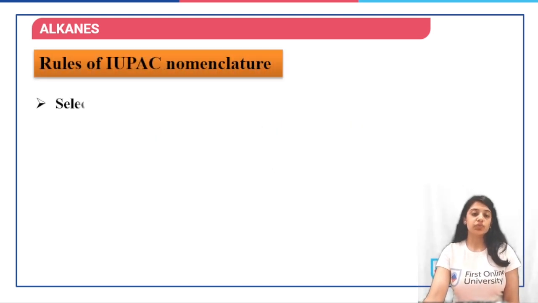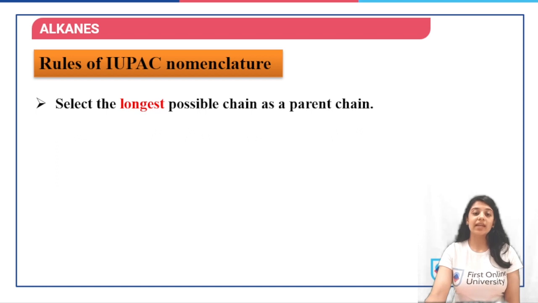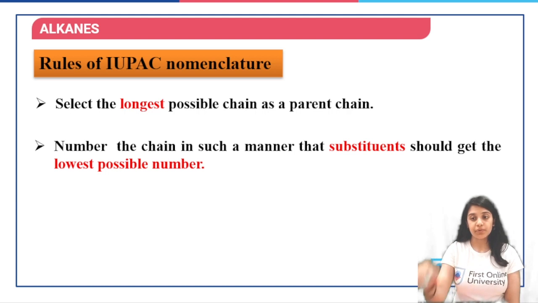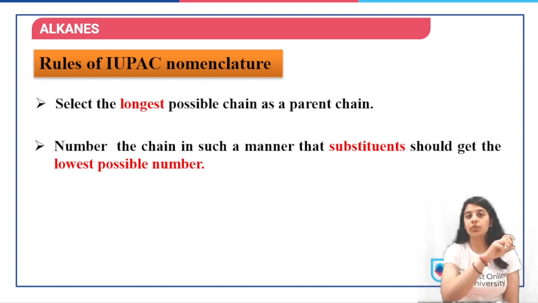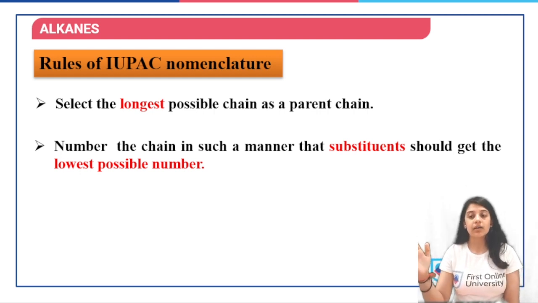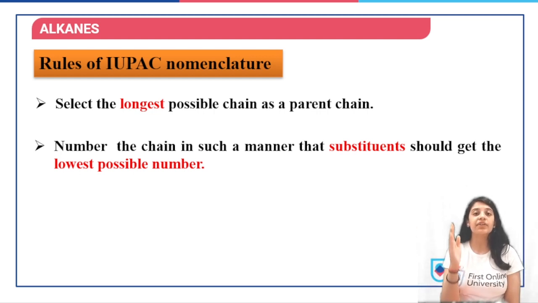So let us look at the rules. The first one is you have to select the longest possible chain as the parent chain. Then you number the chain in such a manner that the substituents get the lowest possible number. So the carbon that contains the substituents should be getting the lowest possible number. Supposedly we have a substituent on carbon number 4 from this end and on carbon number 2 from this end. So we'll start numbering from the end where the carbon containing the substituent gets number 2.